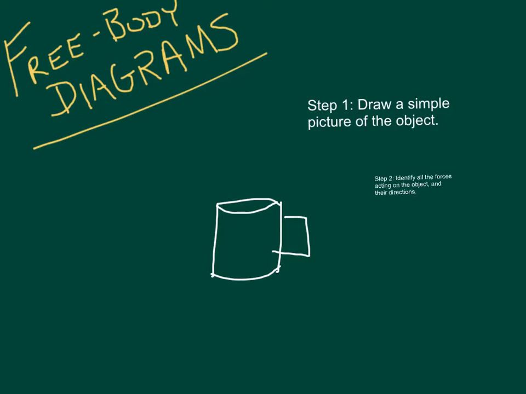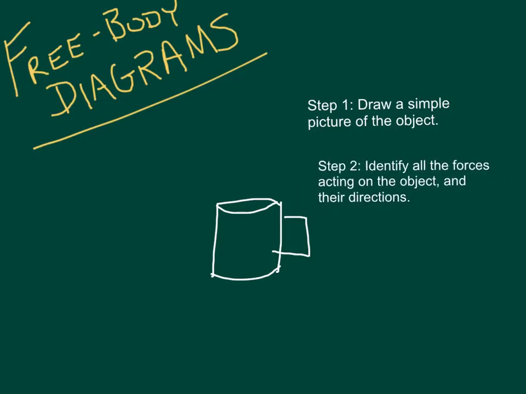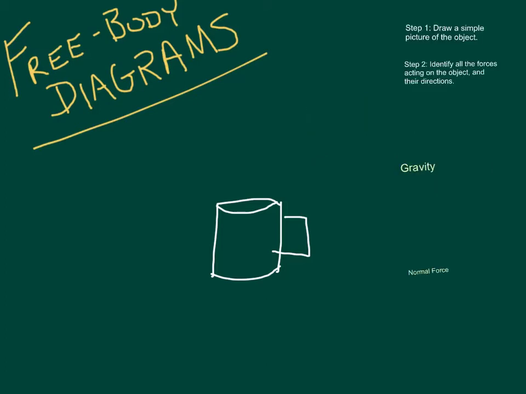The next step is to identify all the forces acting on the object and their directions. Sometimes these will be given to you in the problem, and sometimes you'll need to figure them out for yourself. The mug has two forces acting on it. Gravity pulls downwards on the mug, while the normal force from the table pushes upwards on the mug.